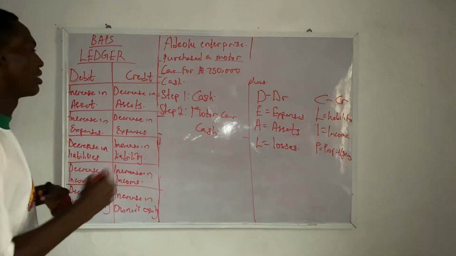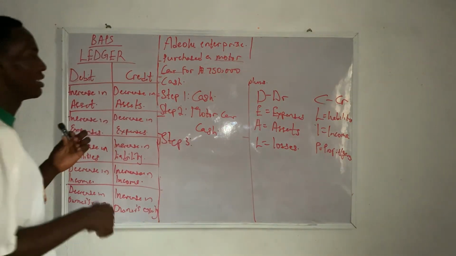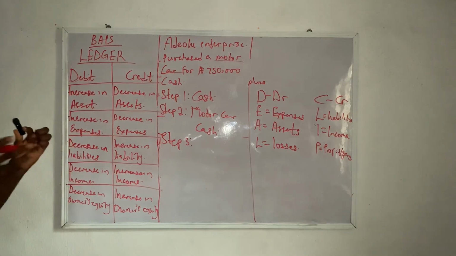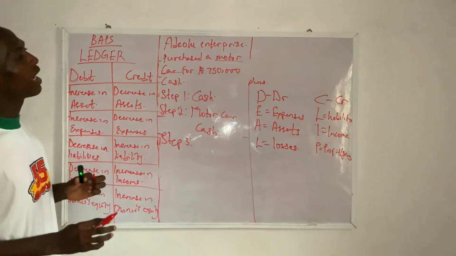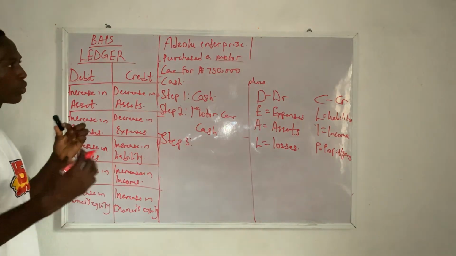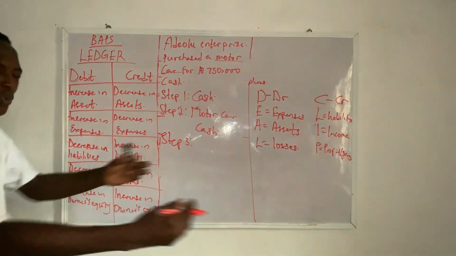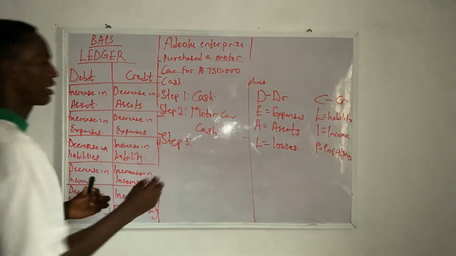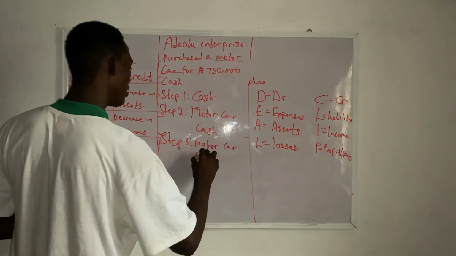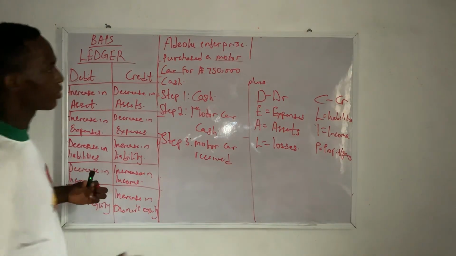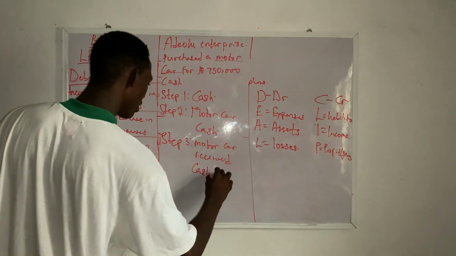Now step three is identify the receiving account and the giving account. So now you are preparing this account from the perspective of Adeolu, which is the name of the enterprise. So Adeolu purchase a motor car. So when you buy a motor car, when you purchase a motor car, you receive the motor car. You understand? So motor car received. Then for 750,000 cash, that is you paid cash, cash given.